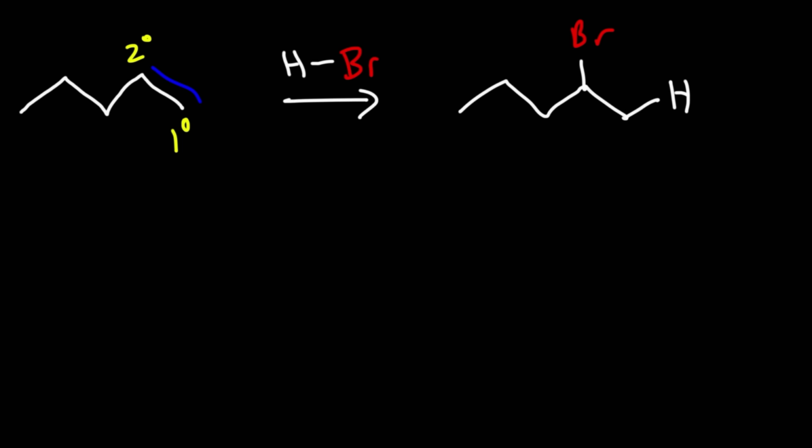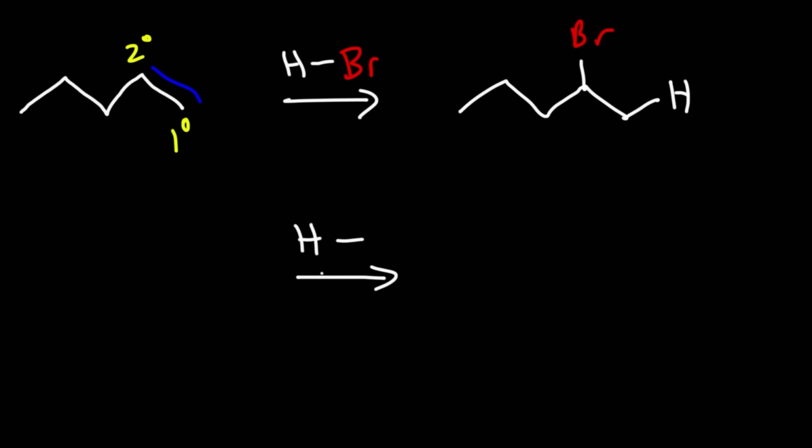This reaction is regioselective. The bromine will selectively be added to the carbon that is more substituted, the carbon that is attached to more carbon atoms. And we're going to talk about why. So this reaction proceeds with Markovnikov addition.